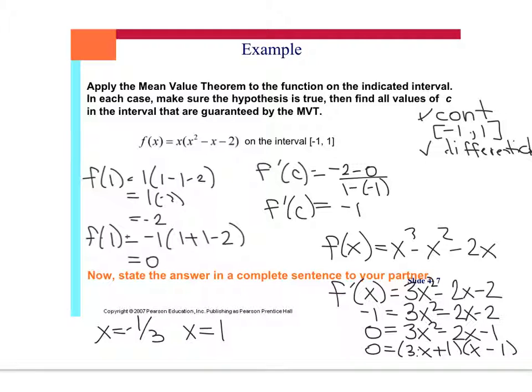Okay, so those are the two values where the derivative is equal to the average rate of change. So my sentence would be: the tangent line to f of x at x equals 1 and x equals negative 1/3 has a slope of negative 1 and is parallel to the chord joining the points where x is negative 1 and x is 1.